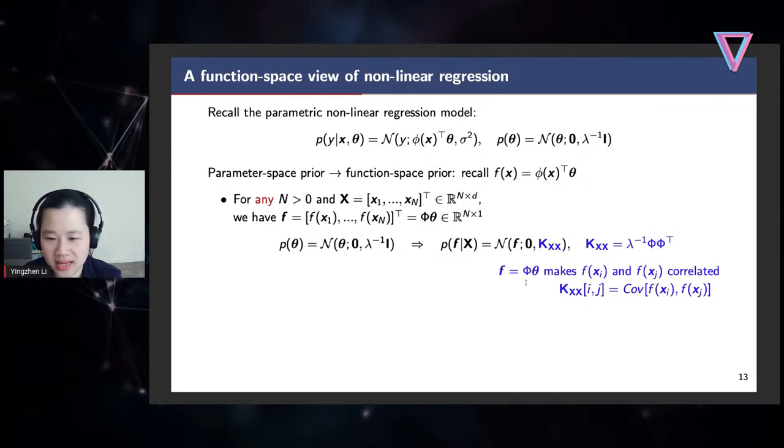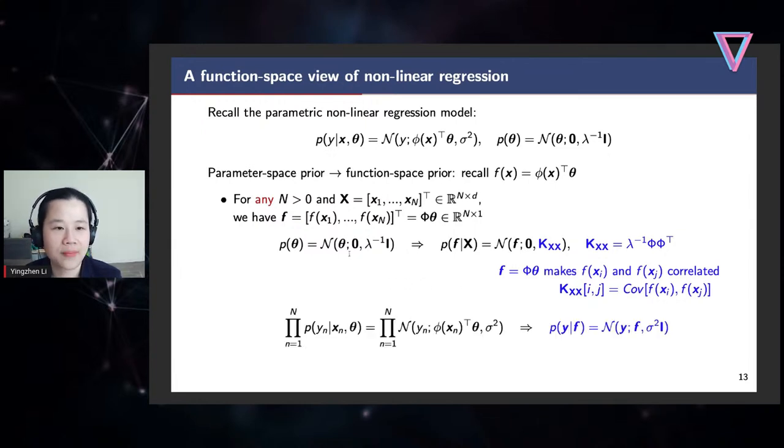One little thing to notice here is that theta is shared across all data inputs x1 to xn when we compute f. So this means the function values f(xi) and f(xj) are actually correlated, and you can see their covariance is defined by the ijth entry of this kernel matrix. I hope you understand this important step. If you don't, you can come back and ask questions.